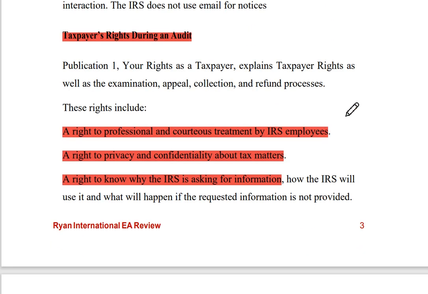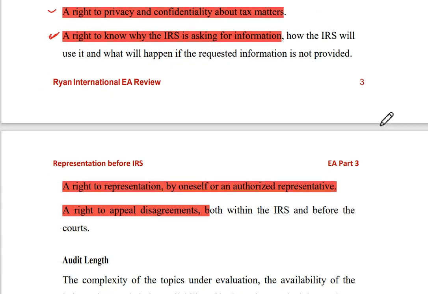The taxpayer definitely will have to be treated courteously and professionally by the IRS employees, and they have a right to keep their confidentiality and privacy during an audit. And of course, the taxpayer has a right to ask the IRS questions related to the audit. Also, a right for representation.